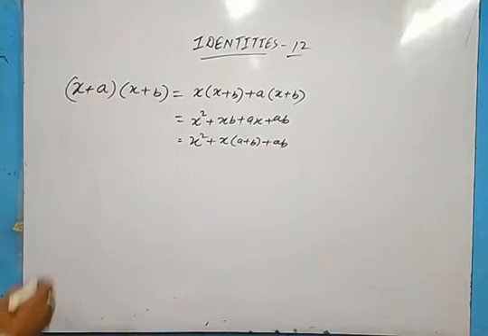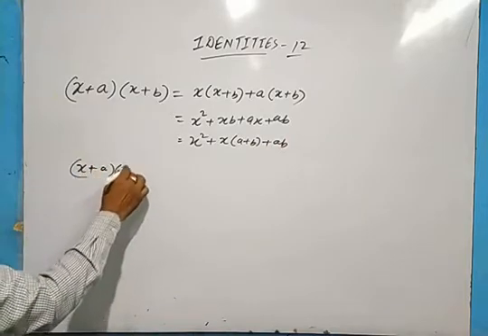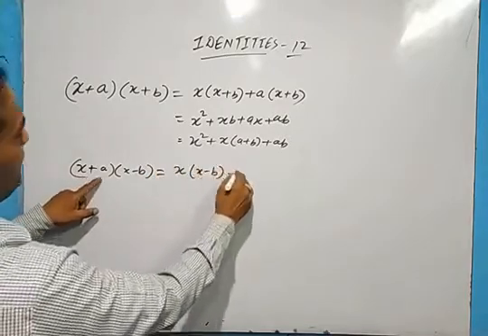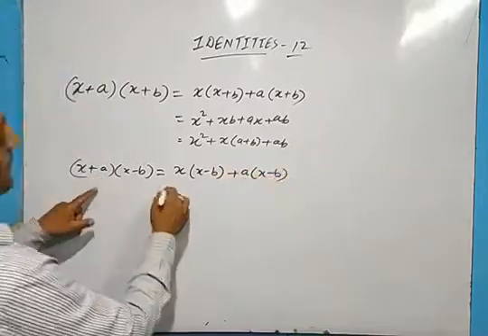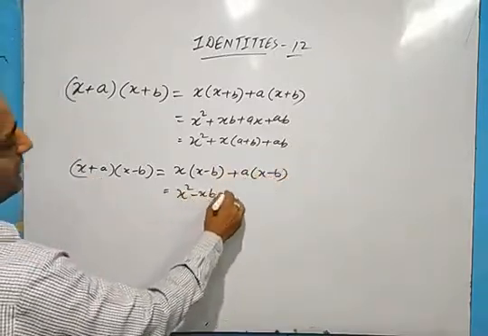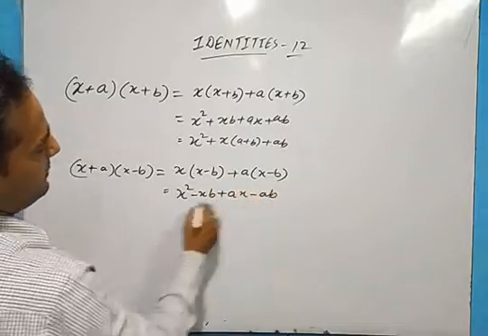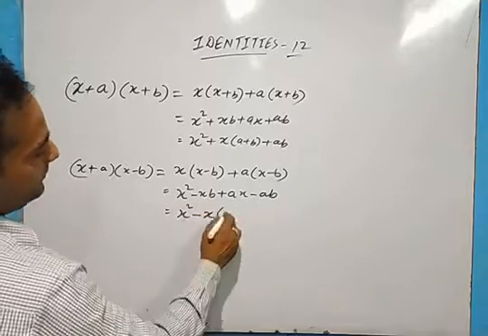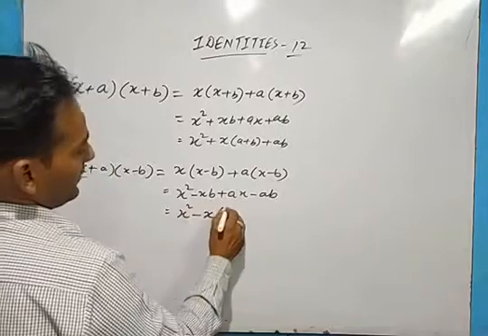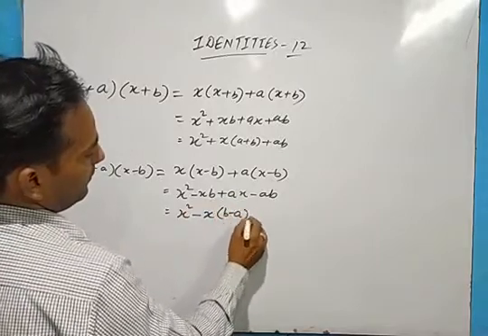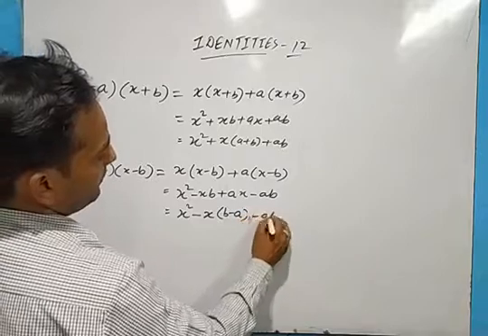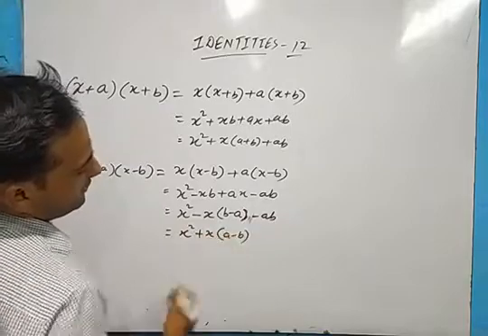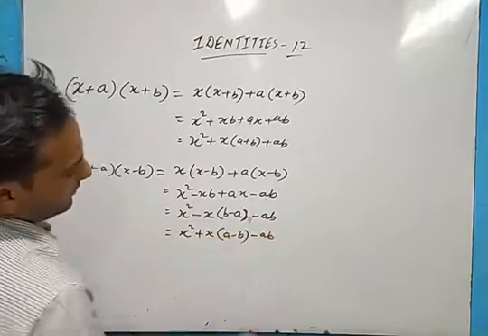Okay, if we have (x + a)(x - b), then what? The same formula: x into (x - b) plus a into (x - b), that is we will get x squared minus xb plus ax minus ab. Now x is common, so we take minus x common, so we can write x squared minus x(b - a) minus ab. Or if you wish, you can write x squared plus x(a - b) minus ab.